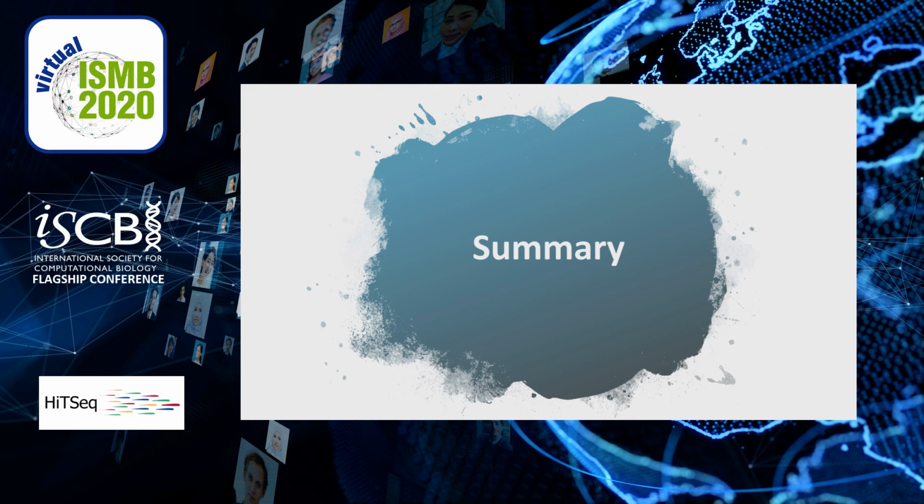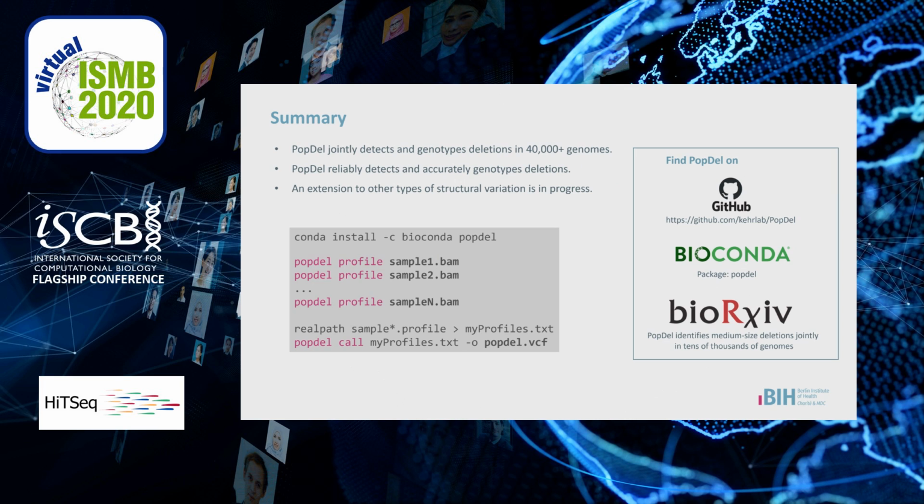This brings us to the end of my talk, so let me summarize the most important points for you. We developed PopDel, the first tool for the joint detection and the genotyping of deletions in more than 40,000 genomes at once. It is easy to use, fast, robust, and has good precision and recall. If you want to know more about PopDel, please refer to the preprint on bioRxiv. Its source code is available on GitHub, or it can be installed via Bioconda.